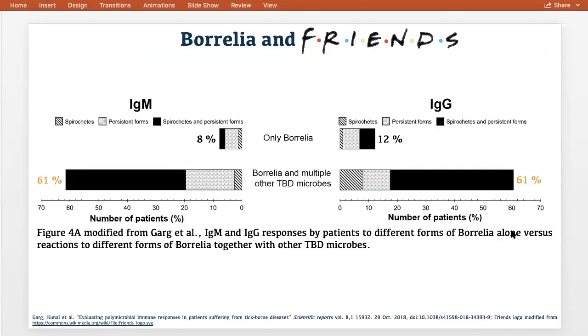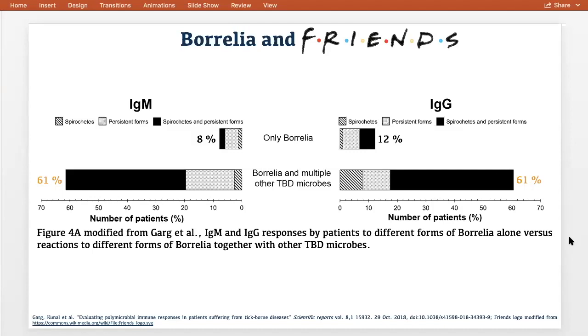But this is the main key finding of what we're trying to do over here: we try to analyze how many patients would respond to just Borrelia out of the 432 patients, and how many of the patients would respond to Borrelia and other microbes. And what you can see over here, especially the black bar, is that it represents patients that have responded both in IgM 61% and in IgG 61%. Patients have responded to the spirochete structures, persistent forms, and other microbes.